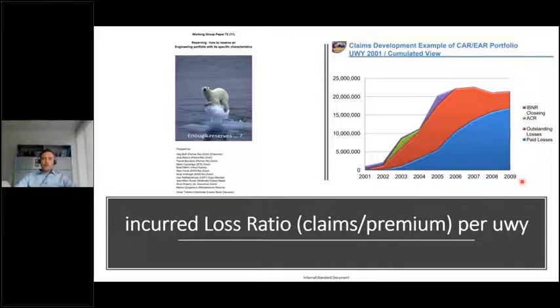So when we look at reserving, what does it mean? As I mentioned earlier, we want to follow the path of a project, its development. If we come to the right-hand side, at the end of the day, we want to derive the incurred loss ratio, which means claims over premium per underwriting year. We basically have this project incepting somewhere in 2001, 2002.